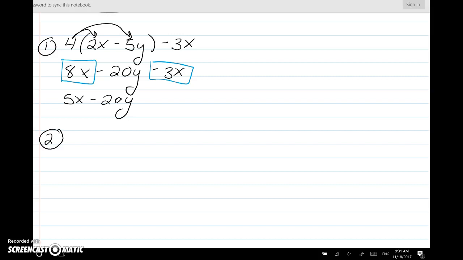Problem number 2. 2x minus 3 times (5x minus 8). Again, a box is going to appear in a few moments. Go ahead, put your answer in after you're done solving.